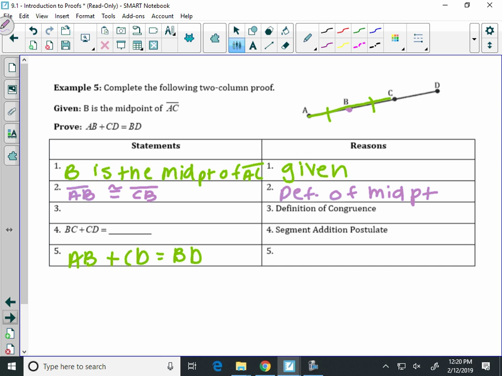This is, and a lot of times you'll see this with proofs. You'll have a proof partially filled out for you, and you just have to fill in the missing pieces. So they filled in this reason for us. This is definition of congruence, and this sometimes pops up in proofs.